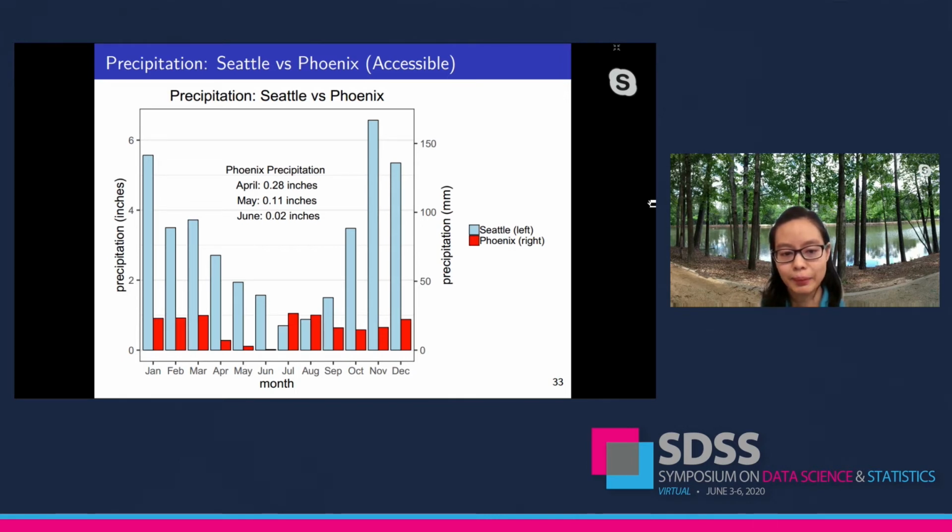And for the small precipitation bars, I put the text in the middle. And even without color, since the legend says Seattle is the left one and Phoenix is the right one, we can still distinguish them other than by the shades of grayscale.